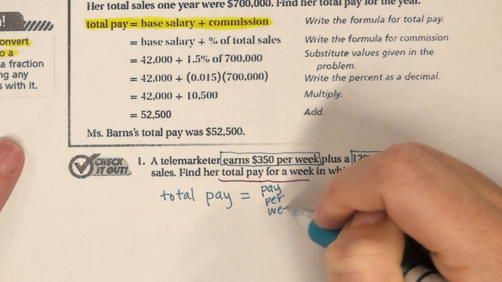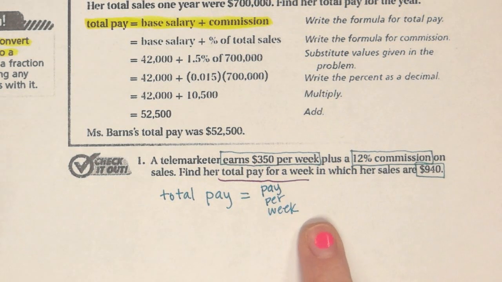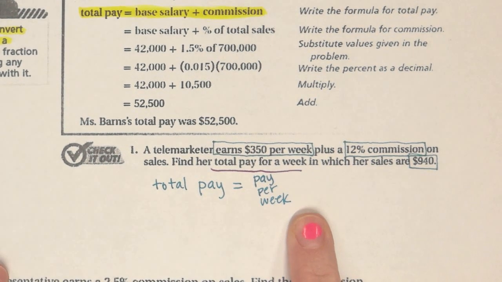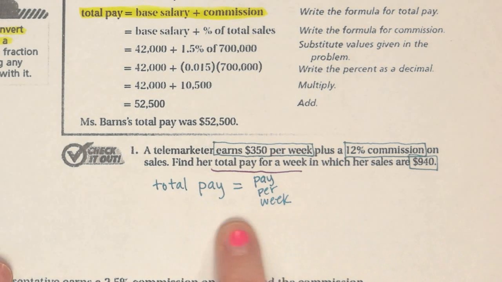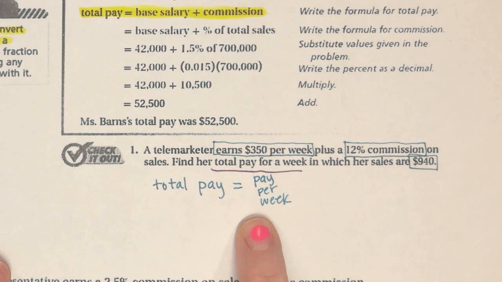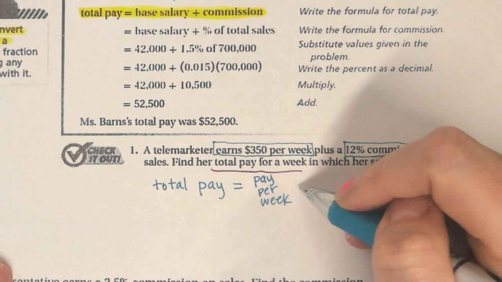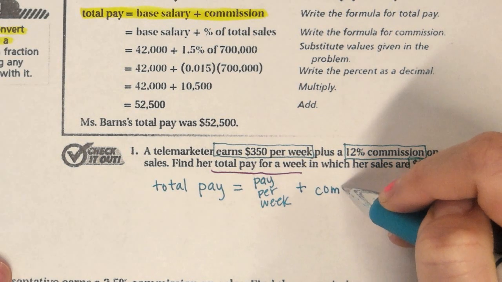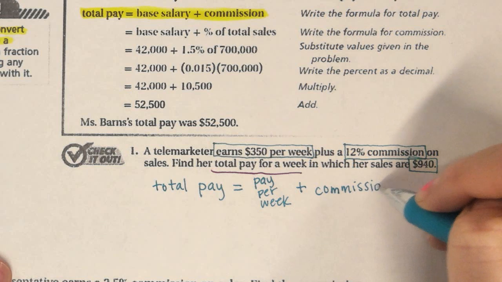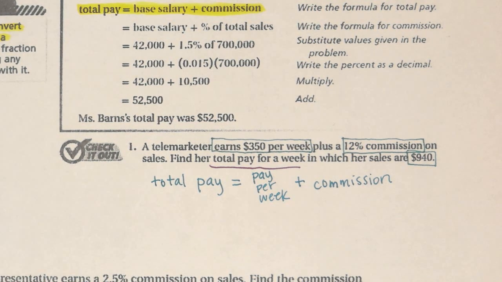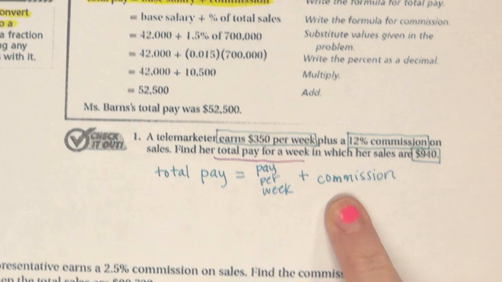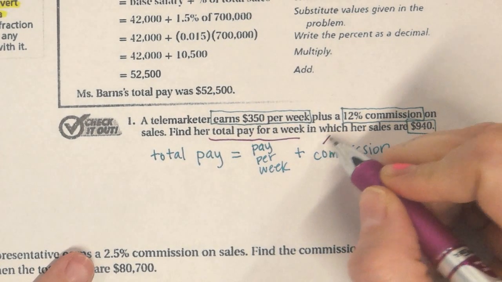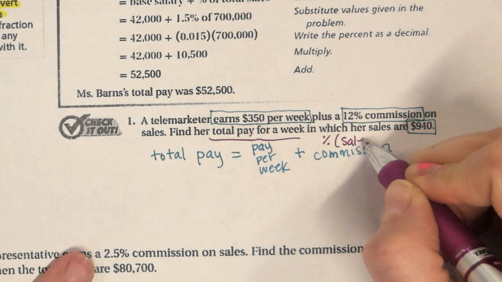And I only want you to write the words out for your notes, and then when you're doing your practice, you're going to be able to look back at this. So I want you to write down exactly what I'm writing down, because you're going to need to look back and use this, okay? So it's the pay per week plus the commission. Okay, now remember, we defined the commission as the percent times the sales.